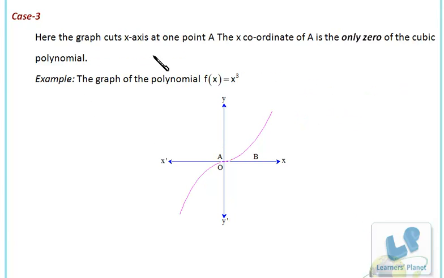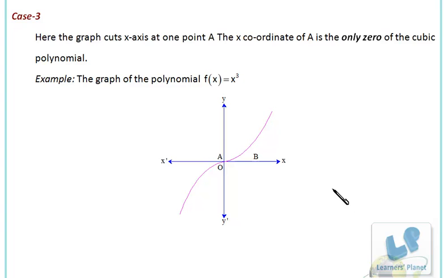Similarly, if the graph cuts the x-axis at one point A, the x-coordinate of A is the only zero of the cubic polynomial. So suppose the polynomial is x cube. The graph or the curve will intersect the x-axis at just one point, and that is the single zero of this cubic polynomial, right? So we discussed linear polynomial, quadratic polynomial, cubic polynomial.